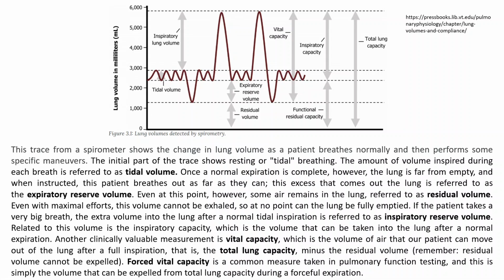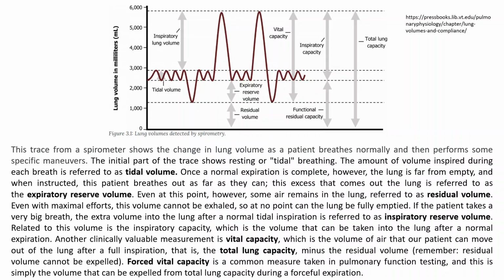And then another valuable measurement to the clinic is the vital capacity. You would have heard of this before. This is basically the volume of air that a patient can move out of the lung after a full inspiration, that is, from total lung capacity. So you do a full big breath and then you move the air out. Obviously, you always have to subtract the residual volume because that's not going anywhere. Essentially, it is the total volume of air that can move out of the lung after one huge inspiration.